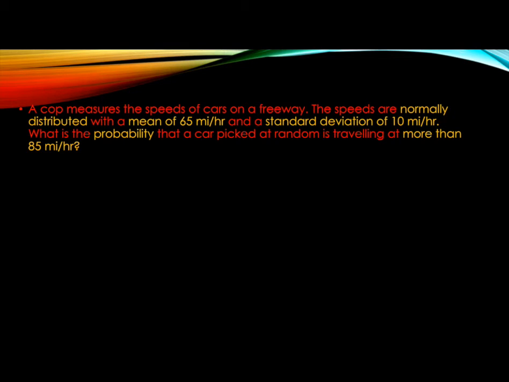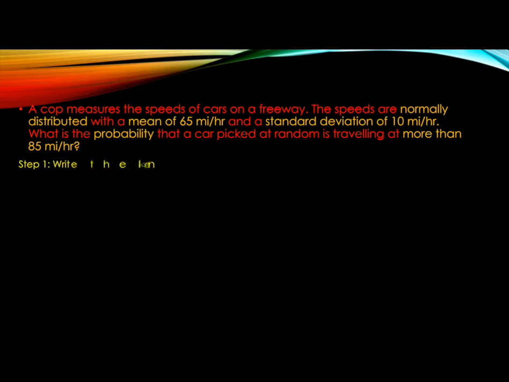Now you notice I highlighted important parts of it. Normally distributed, this tells us we are working with the curve I just showed you. Mean and standard deviation, these are our measurements along with the numbers. Probability, again, normal distributions are used in figuring out the probability of something. More than 85 miles per hour. This specifically tells us what our end result should be.